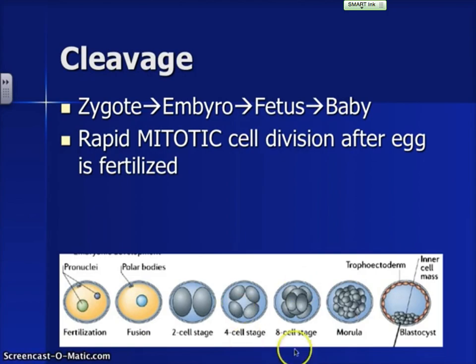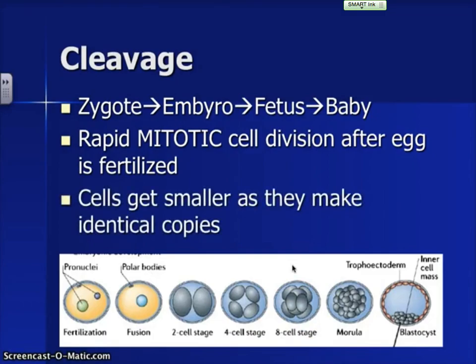You can see at the bottom of your picture, when we go from 2 cell to 4 cell to 8 cell, we're dividing the cells and duplicating the number of cells that exist inside this embryo. Notice that the cells also get smaller as they make these identical copies. In order to fit inside of that embryo, they must continue to reduce in size.